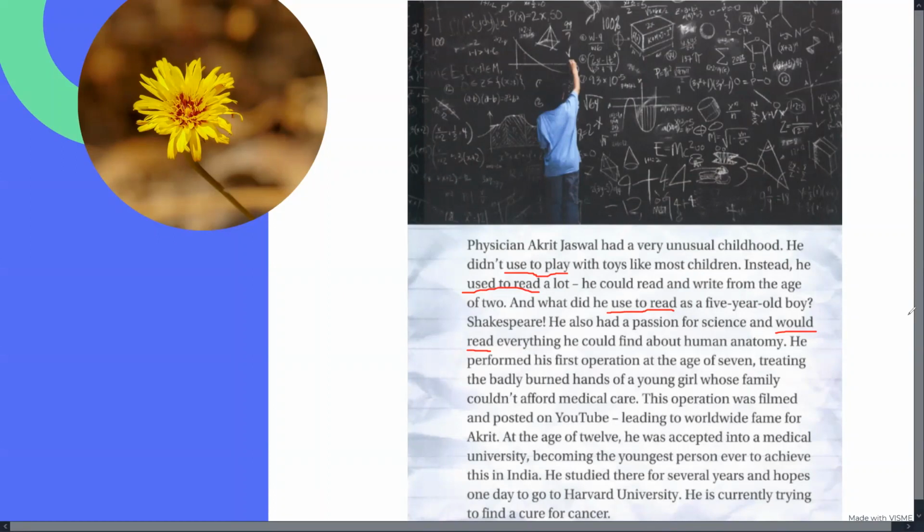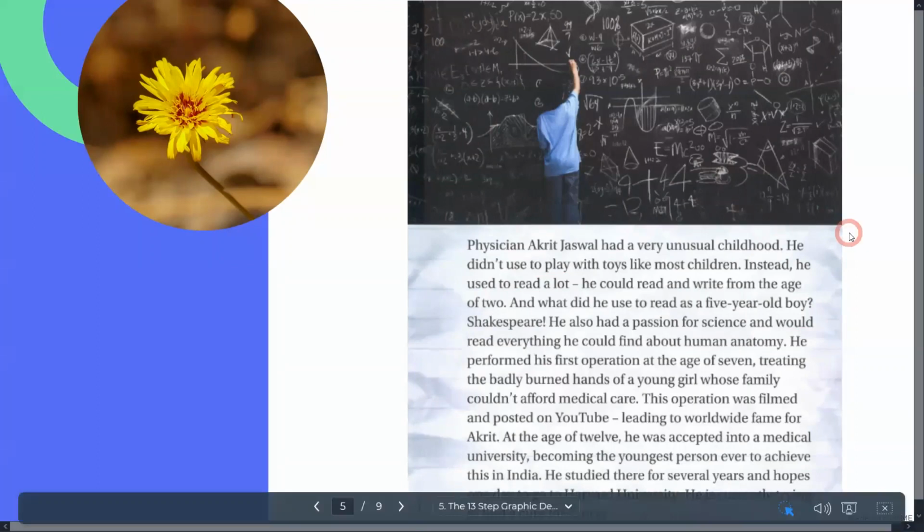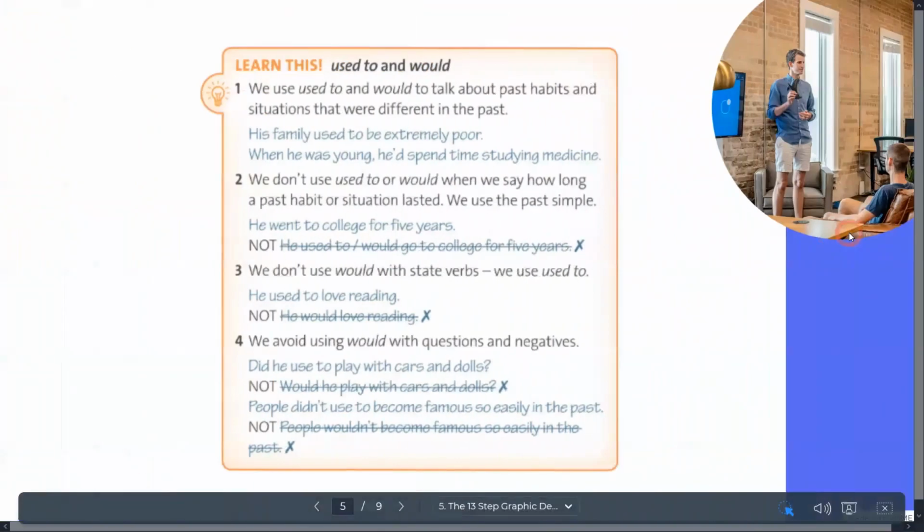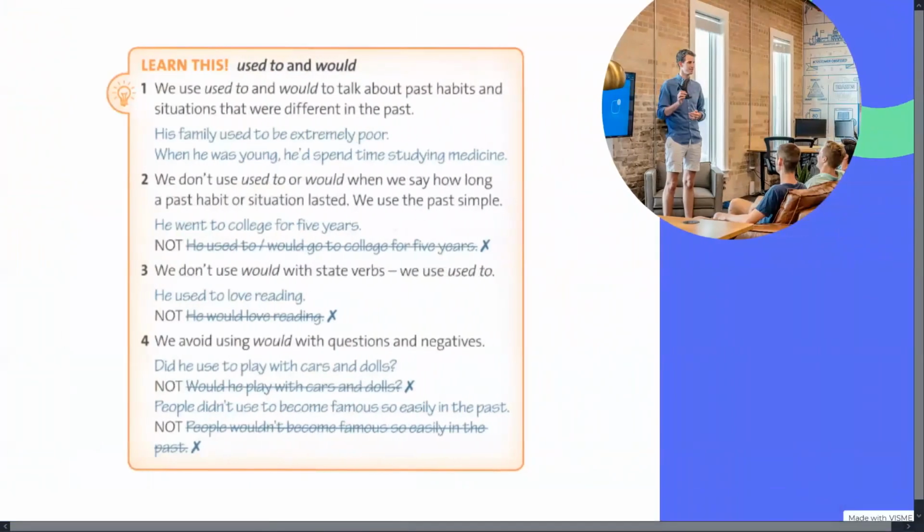Now, apart from past simple, which occurs in the text, we have used to play, used to read twice, and would read. So why did we use used to read here and would read here? I will not tell you the answer yet, but you can think about it before we go to our next segment, which is the explanation. So you don't have to wait long. Now, there we have it.